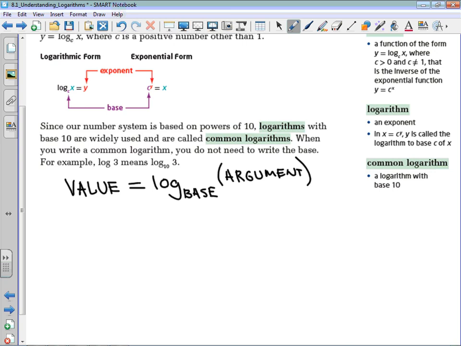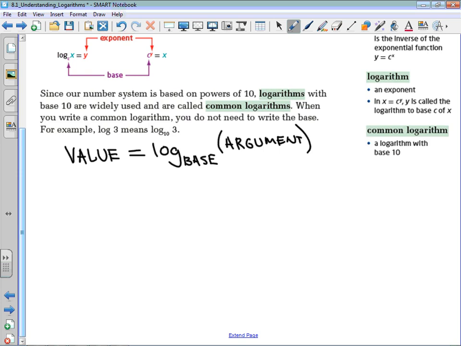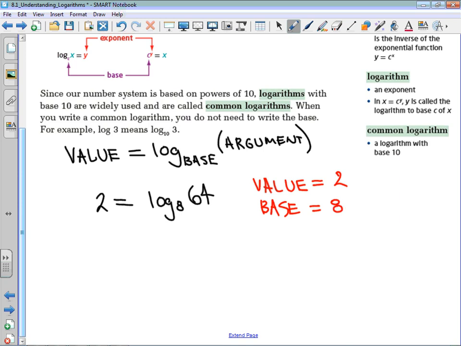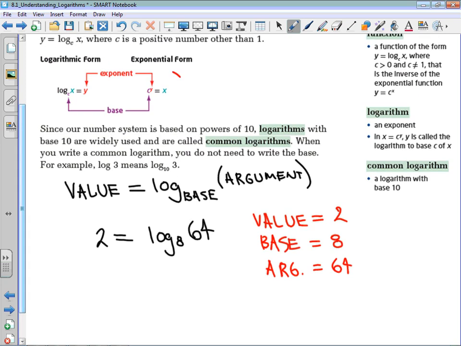And I just want to kind of draw arrows. I'll draw a valid logarithm down here. We can say that 2 is equal to log base 8 of 64. Now, in the context of this logarithm, the value of the logarithm is 2, the base of the logarithm is 8, and the argument of that logarithm, or what you were actually taking the log of, is 64.